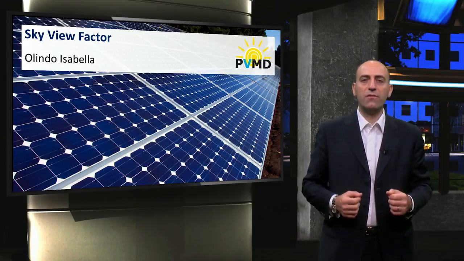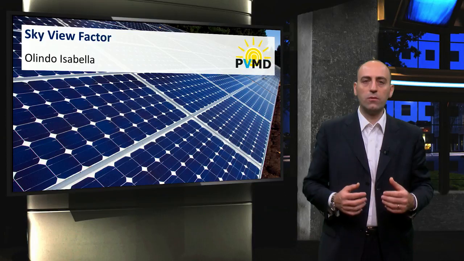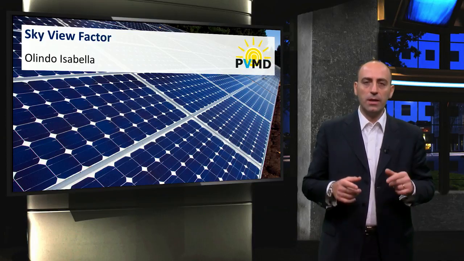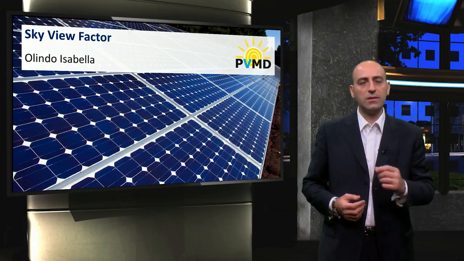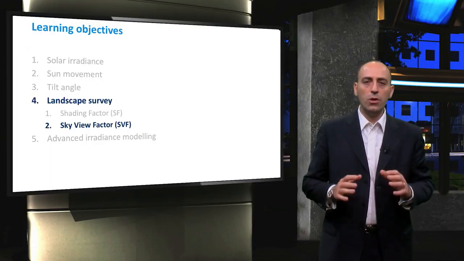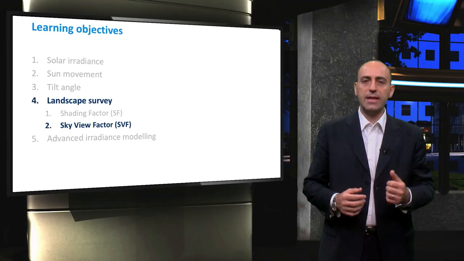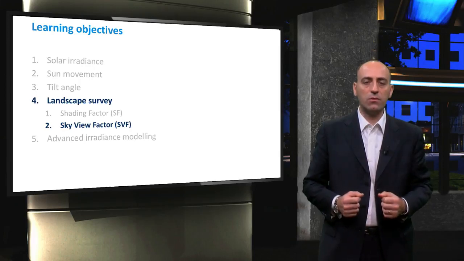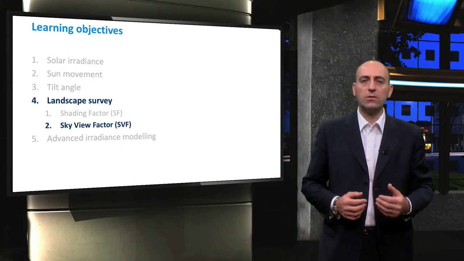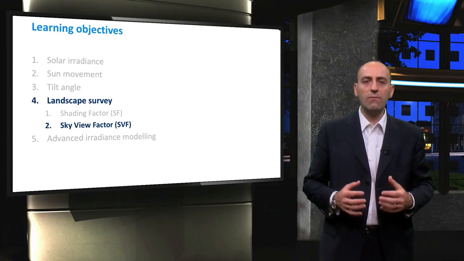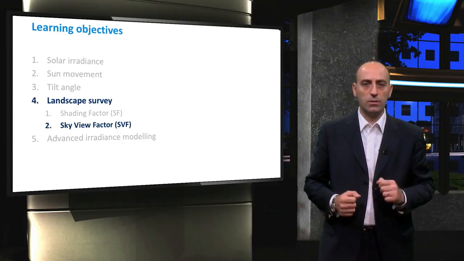In the previous video, we learned how to calculate the shading factor when the surrounding environment of the PV system is considered. In this video, we will learn how the surrounding environment affects the Skyview factor. The learning objectives include understanding the importance of the Skyview factor, or SVF, in irradiance modeling, followed by a method to determine them when the surrounding environment of the PV system is included.